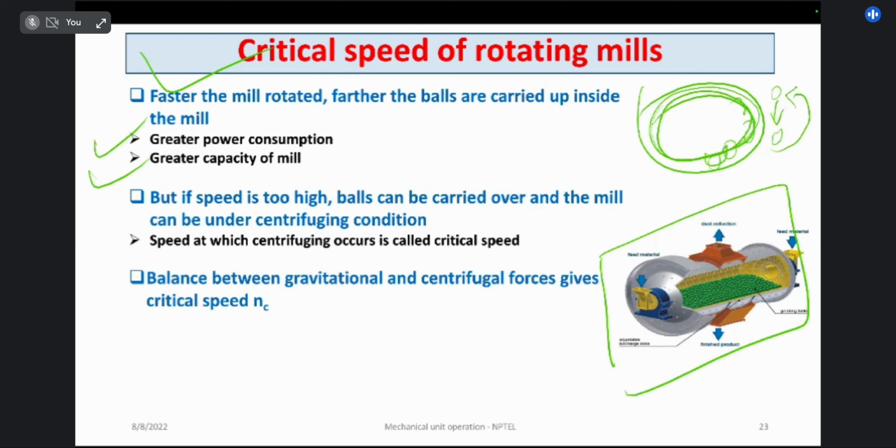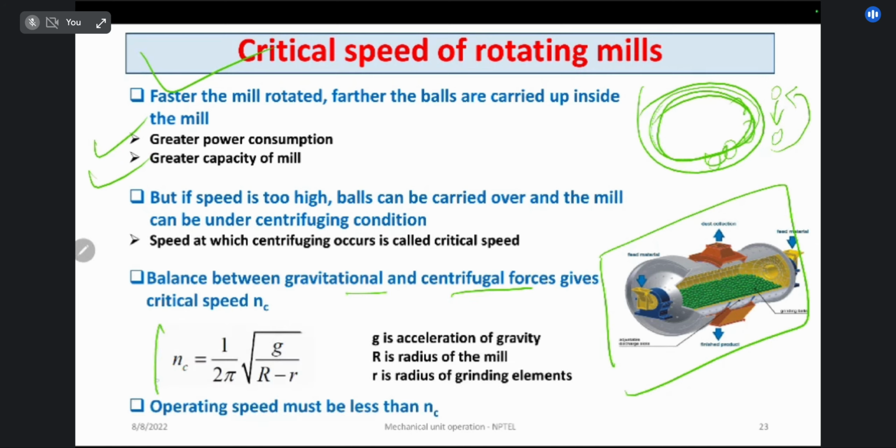If it converts into the centrifugal force, then there will be not much size reduction happening. So critical speed is only calculated when we equate these gravitational and centrifugal forces. So this is the equation, a very easy equation, very easy derivation.